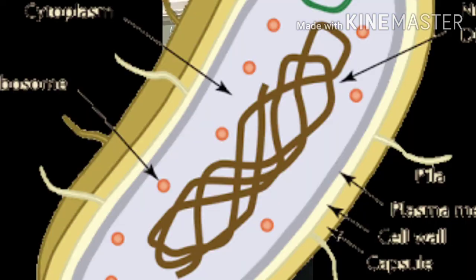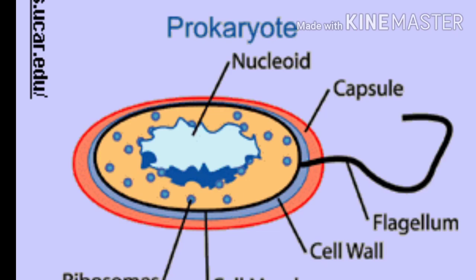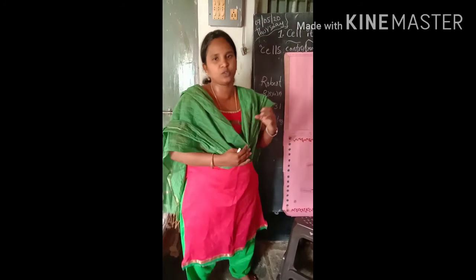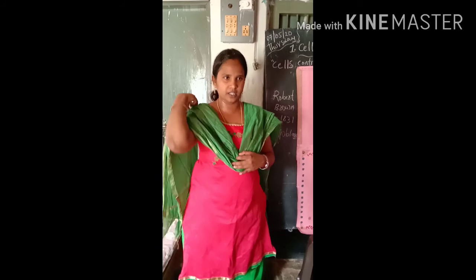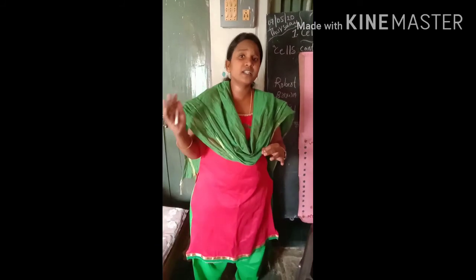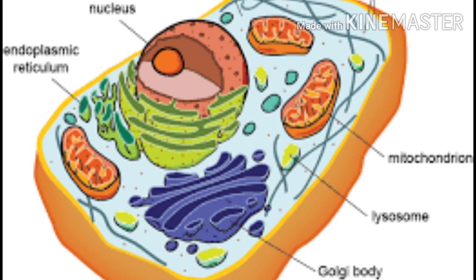Pro means old or before, and karyon means nucleus. That means prokaryotic organisms are organisms without a distinct nucleus. Here, distinct means particular. The organisms without a particular nucleus are said to be prokaryotic organisms. Whereas in eukaryotic, eu means new or true. That means the organisms which have a true nucleus are called eukaryotic organisms.